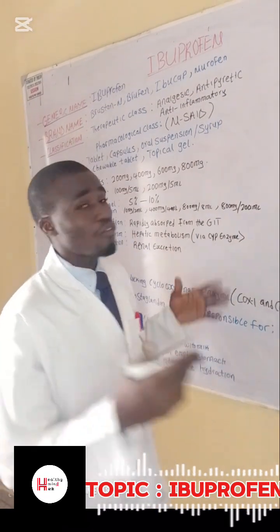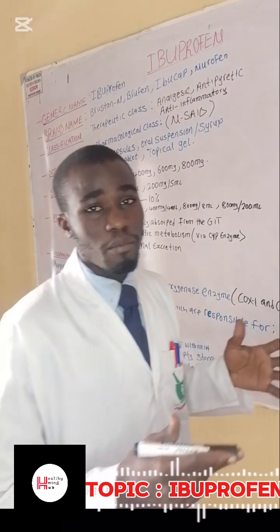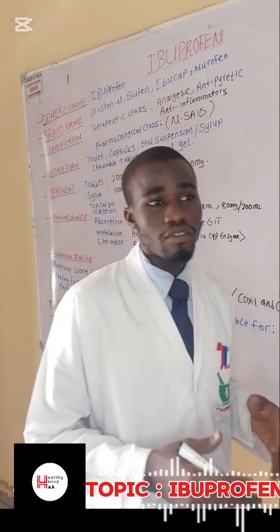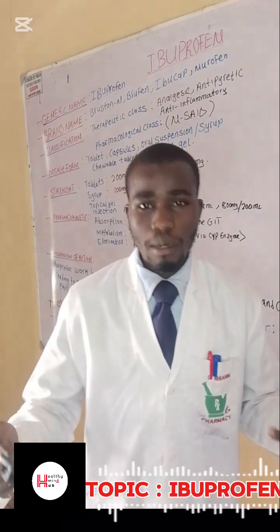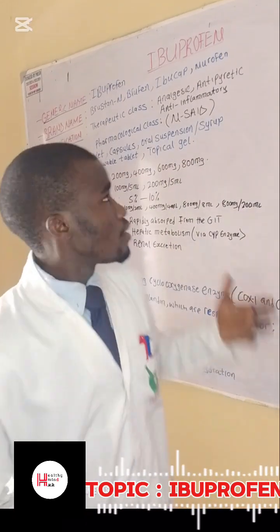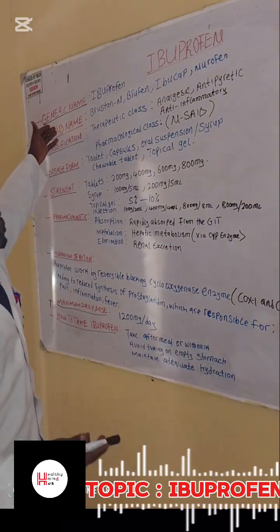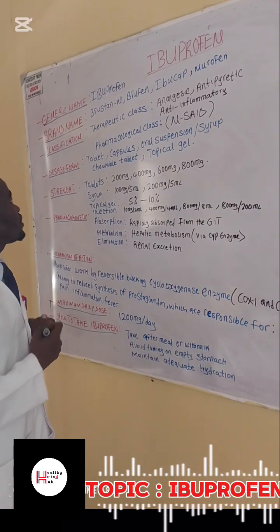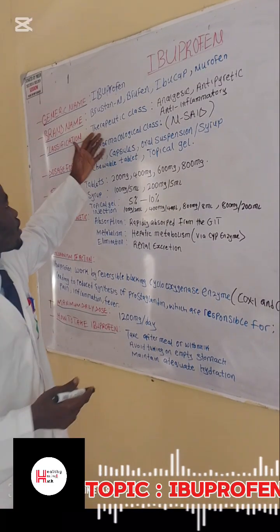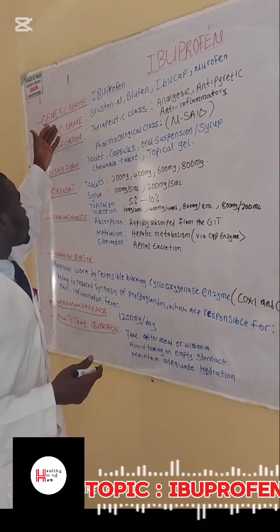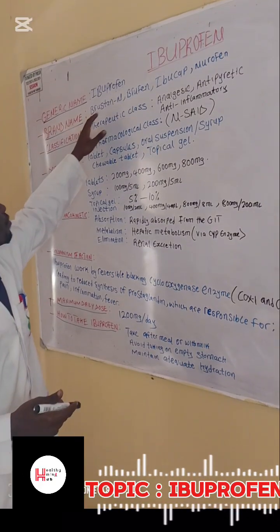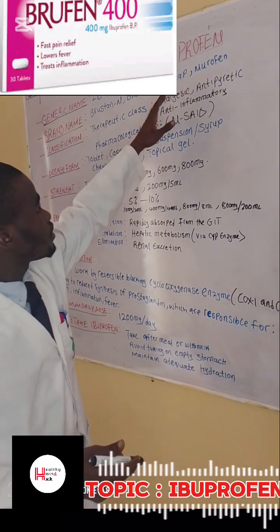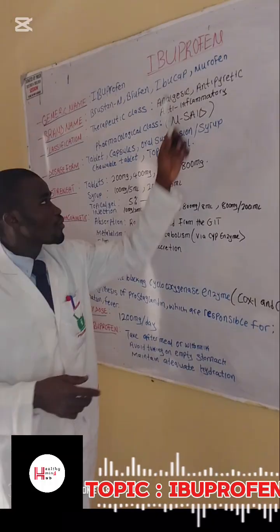Now, before we proceed to the uses and the adverse effects of ibuprofen, let us get to know ibuprofen. The generic name is ibuprofen. We also have brand names, from the companies that produce ibuprofen. We have Brustal, we have Brufen, we have Ibucap, we have Nurofen.